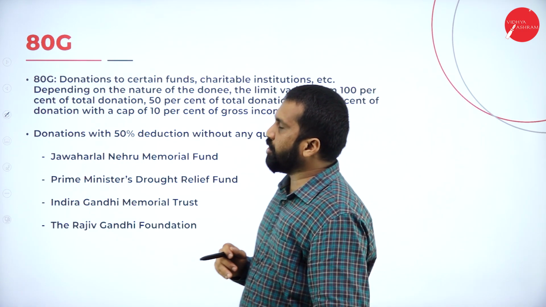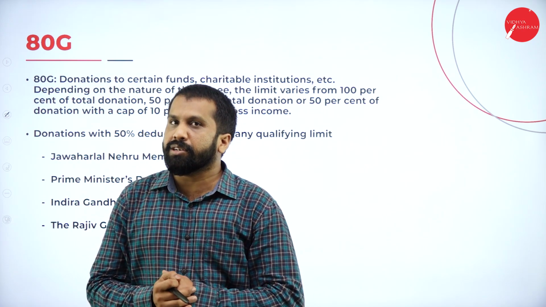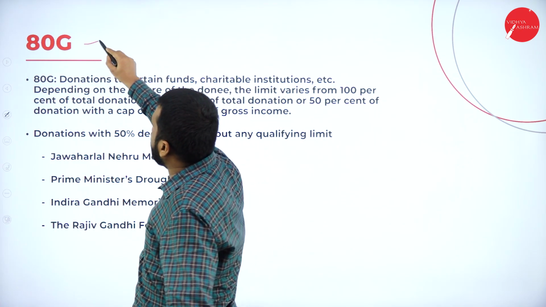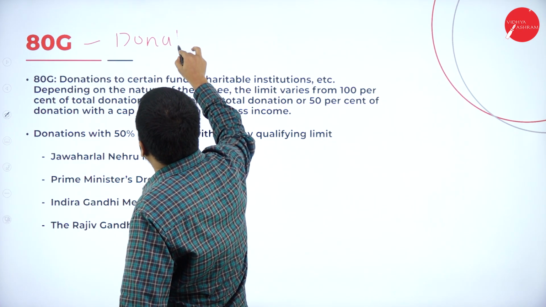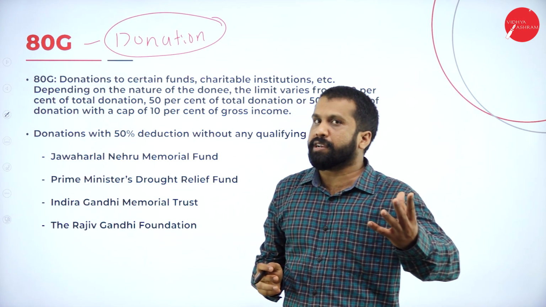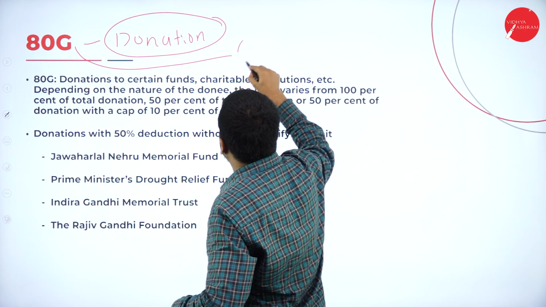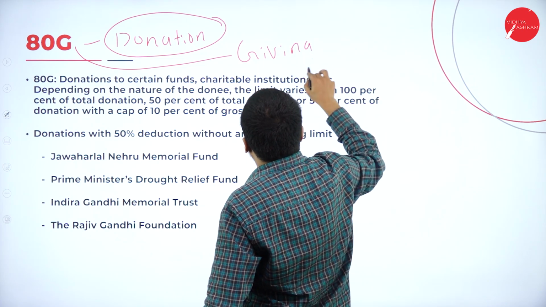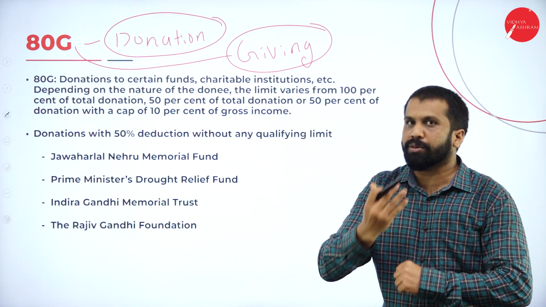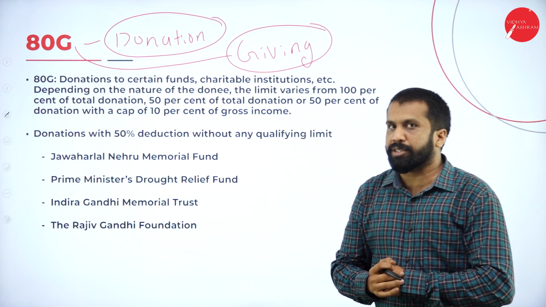Next one, 80G. G for what? G for charity. So G for donation. Now G, remember, donation. So how do we remember G for donation? D should come now. Very simple. G for what? Giving. Giving means what? Donating. Hope you are clear how to remember. 80G for giving. It is nothing but donation.